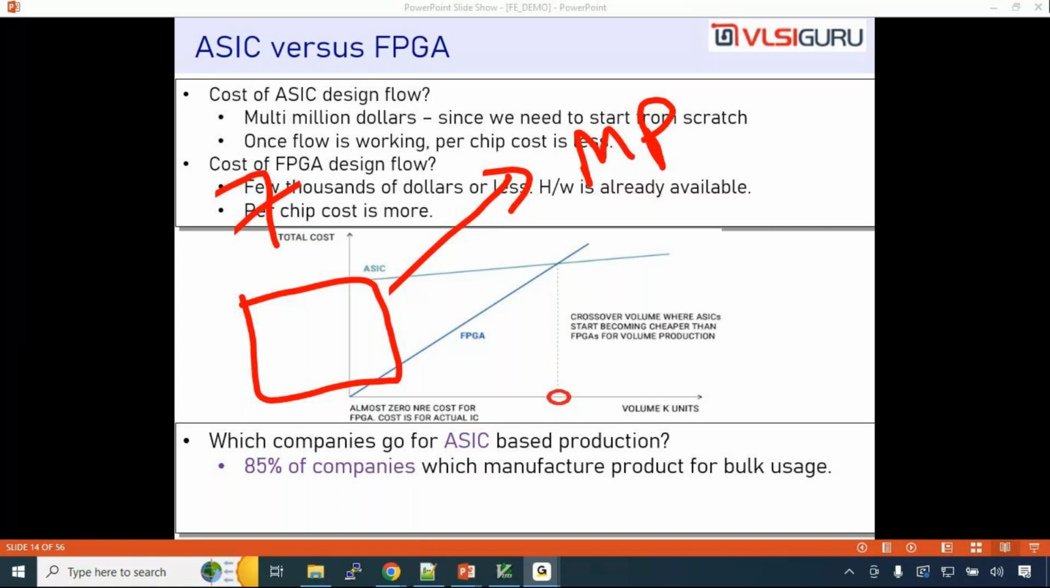So around how many percent of companies go for ASIC? 85. Because all the electronic products you see are bulk products. They sell in bulk, like even a router. Okay, Wi-Fi router. Do they sell in hundreds or lakhs? Lakhs only, right? So there also they'll go for ASIC.